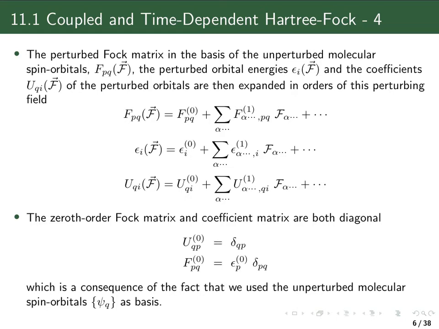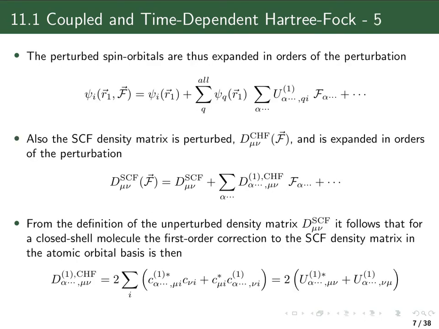In addition to the expansion of the Fock matrix, the orbital energies, and this unitary transformation matrix, we can also directly look at the orbitals. Here, the perturbed occupied orbitals are expanded in, of course, the corresponding unperturbed orbital, and then corrections. The correction here is, of course, the sum over all the unperturbed orbitals multiplied with this first order unitary matrix times the component of the field for the first order correction, and the second order correction correspondingly.